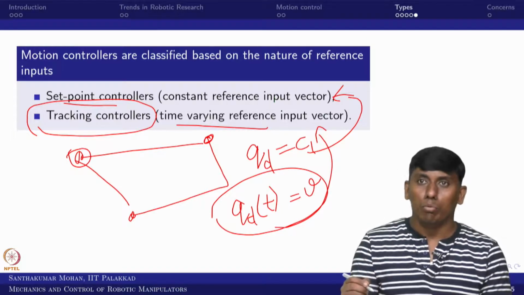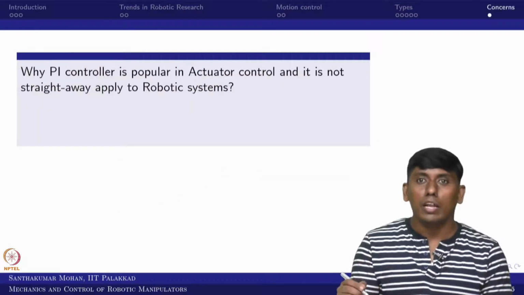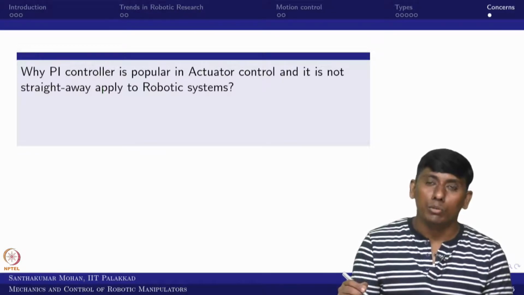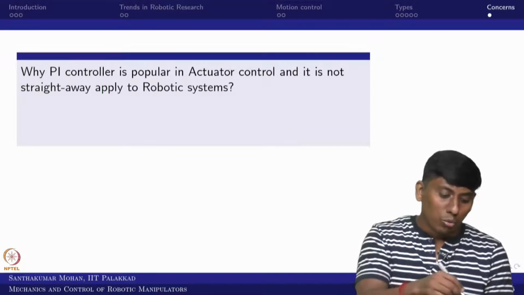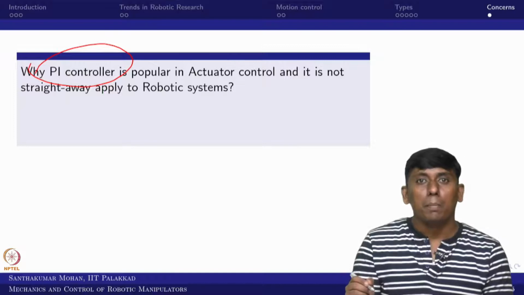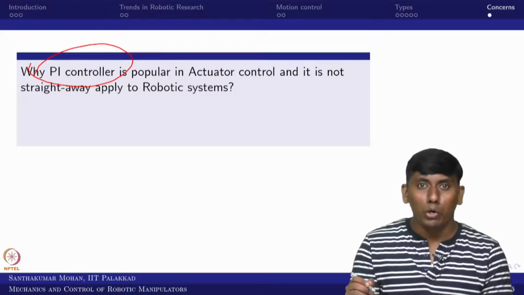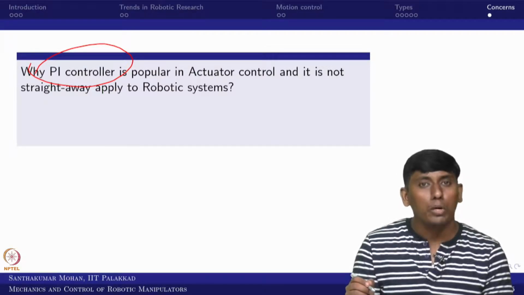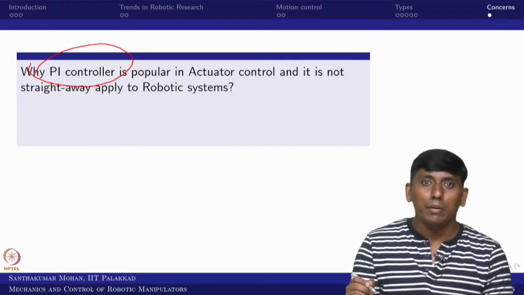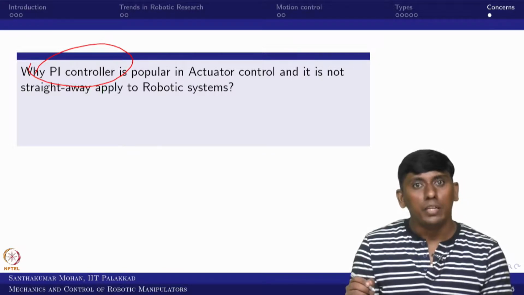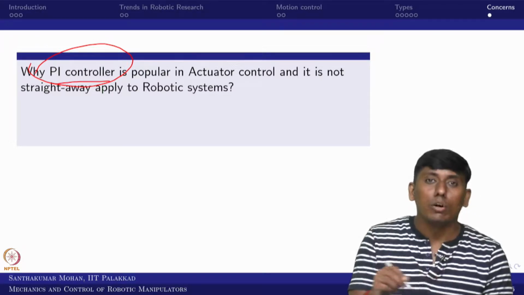Now we will come back to one concern, and with that we will end this lecture. You might have heard about PI control at the actuator level, when you talk about a DC motor or a servo motor. One of the standard controls is the PI control, but it is not straight away applied to the robotic system, because the open loop system is unstable. The second order dynamics is unstable, so even if you apply PI control, that may not make it stable. It may end up with further instability. That's why PI control is not straight away applied.